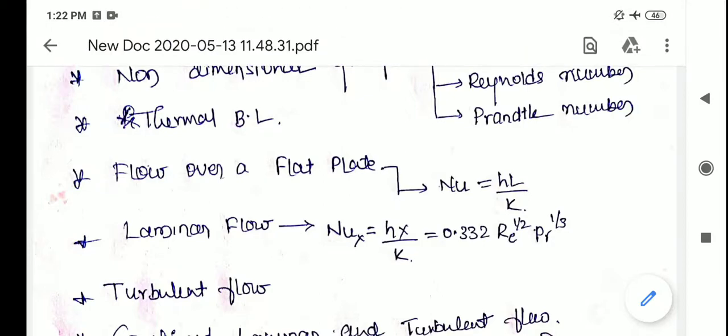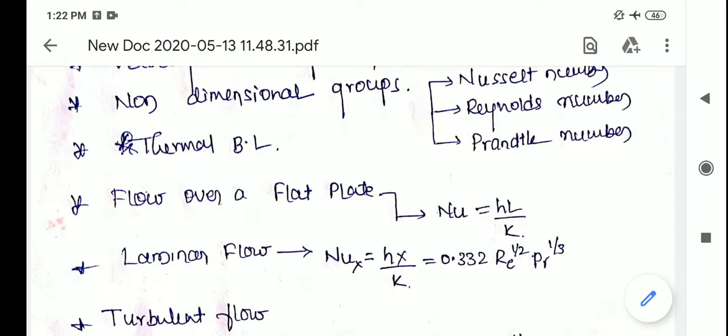The Reynolds number at which the flow becomes turbulent is called the critical Reynolds number. For a flat plate, the critical Reynolds number is approximately determined to be Re critical equals 5 into 10 raised to 5. For a smooth pipe, Reynolds number less than 2000 is laminar flow. If it is more than 4000, it's turbulent, and if it is between 2000 and 4000, it's transitional flow.